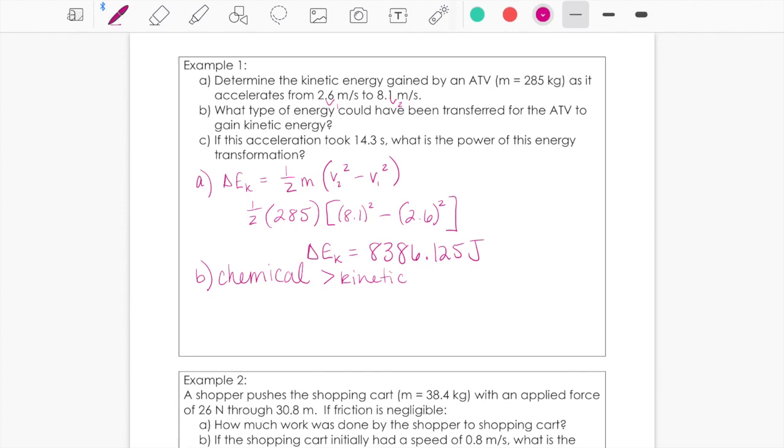And then for part C, if this acceleration took 14.3 seconds, what's the power of this energy transformation? Remember that power is change in energy, or work, which is change in energy, over change in time. So we just calculated the change of energy, which was 8,386.125, divided by our change in time, 14.3 seconds. And we will get that our power was 586.44 watts.